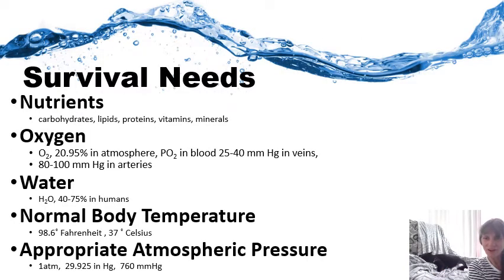Survival needs are requirements that the body needs to survive, to maintain life. These needs include nutrients, oxygen, water, normal body temperature, and appropriate atmospheric pressure. Most people don't realize atmospheric pressure helps air flow into our lungs passively.